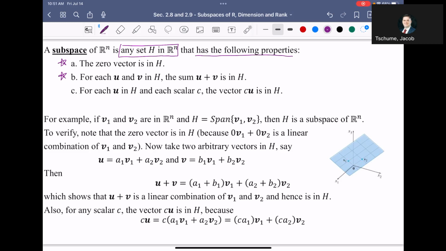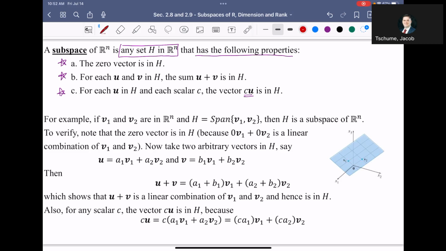And finally, for any vector u, just one of them, that's in H, if you multiply that vector u by any scalar c, then the vector c times u needs to also be in the set H. If all three of those criteria are met, then we can say that H is a subspace of the nth dimension. To show you a visual representation of what this is, I tried to put a picture over here. This is the idea that goes into verifying that something is a subspace.